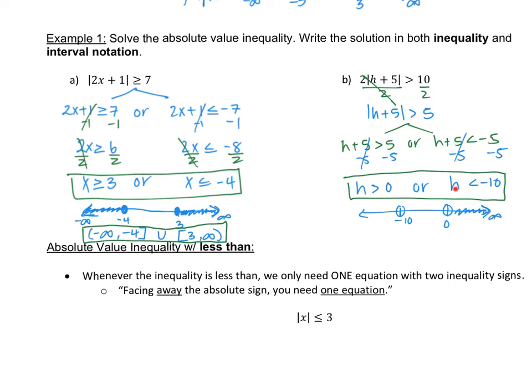Whereas the other one says h is less than -10. So numbers less than -10 are facing to the left, towards -infinity. So my interval is from -infinity to -10 with not a bracket, with a parentheses, and then 0 with a parentheses to positive infinity. And there we go. We have our interval notation.